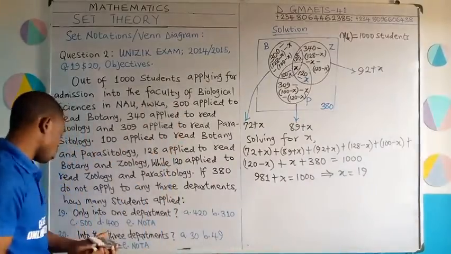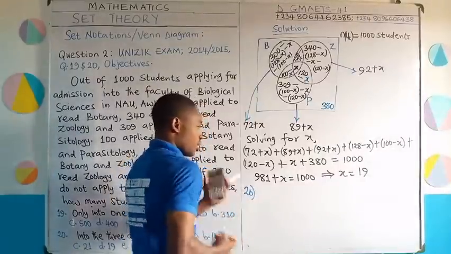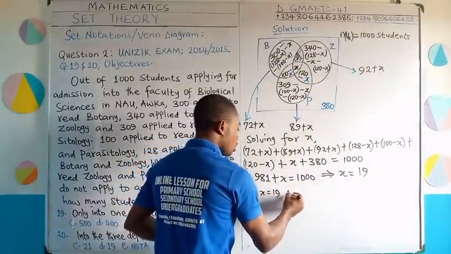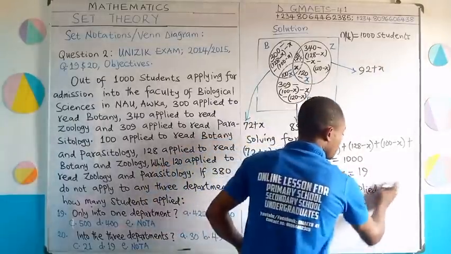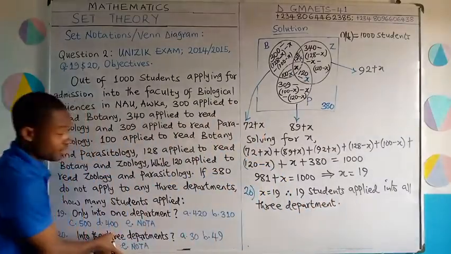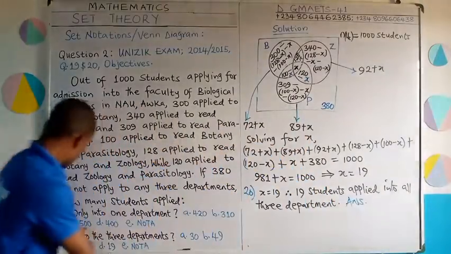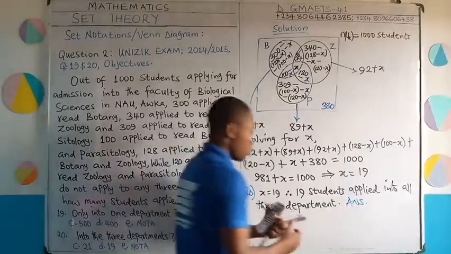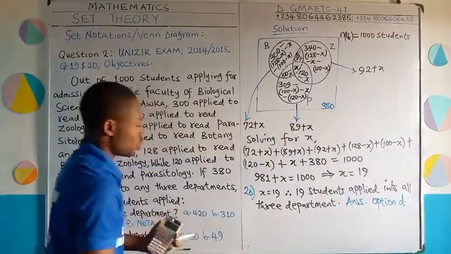And of course, that answers question number 20. So I can actually put that, question 20, 19 students, x equal to 19. Therefore, 19 students apply into all three departments. All right, we've obtained the value for this second part of the question. Now we'll look at question number 19. But before then, the correct answer is option D. So let me put that, option D. That's the correct answer in question number 20.